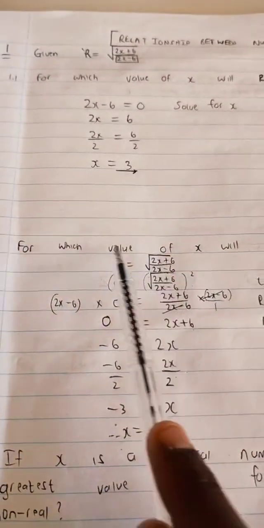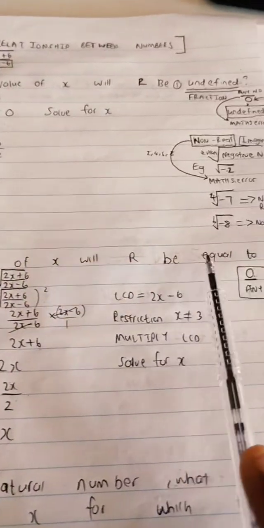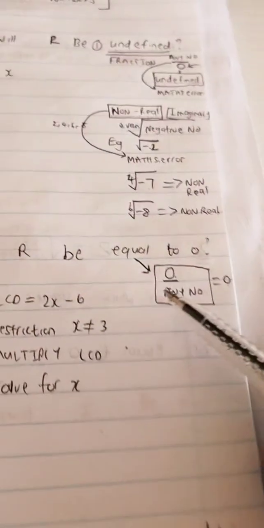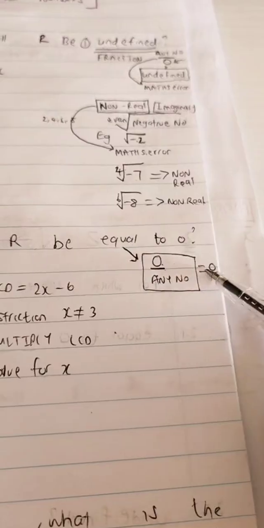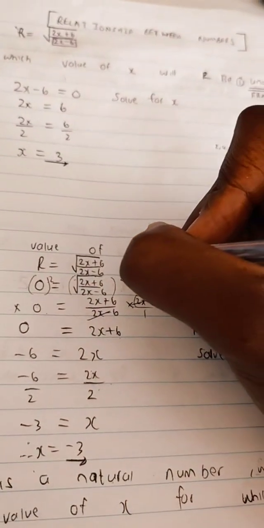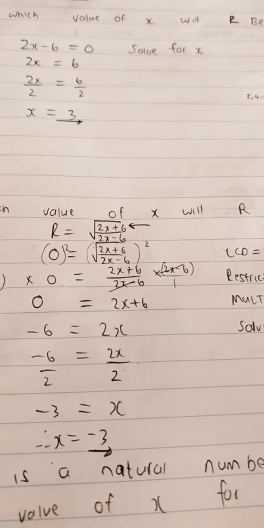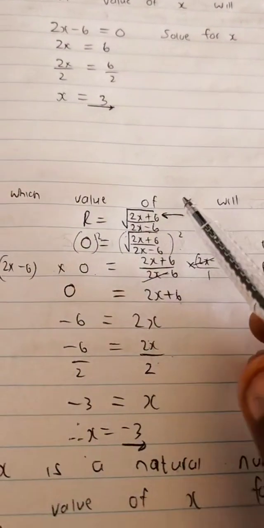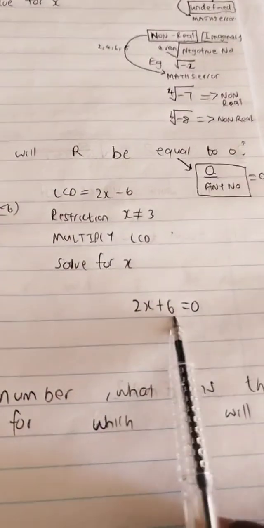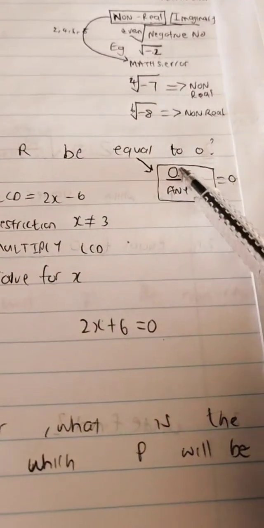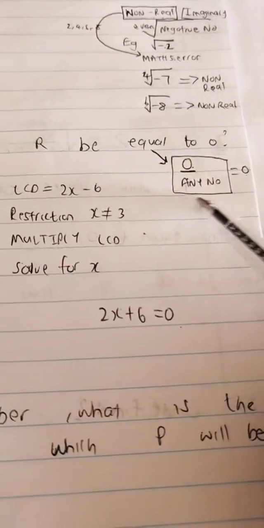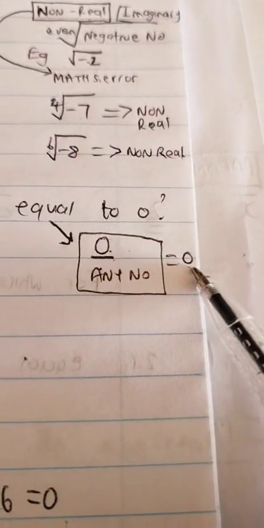Okay, so let's relook at the question again. It says, for which value of x will r be equal to 0? So the concept behind that is that 0 divided by any number is equal to 0. So our focus would simply be on the numerator. To shortcut the process, we simply go to the numerator, take the 2x plus 6, and make it equal to 0, because as long as there is a 0 in the numerator, 0 divided by any number is surely going to give us who?